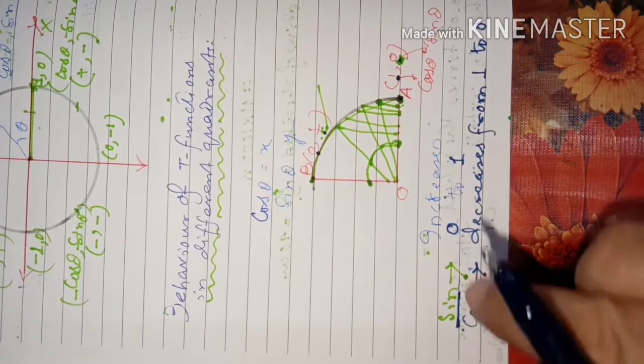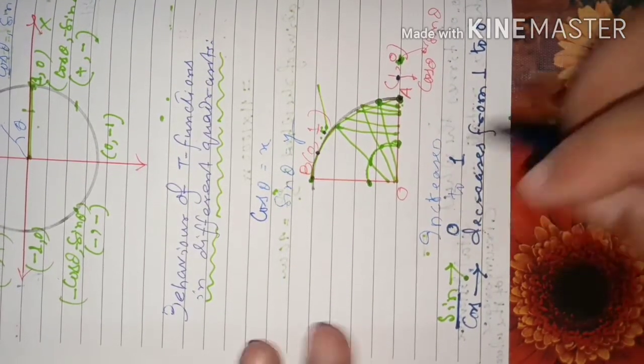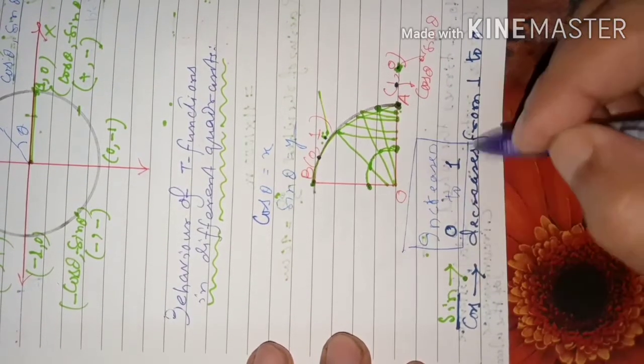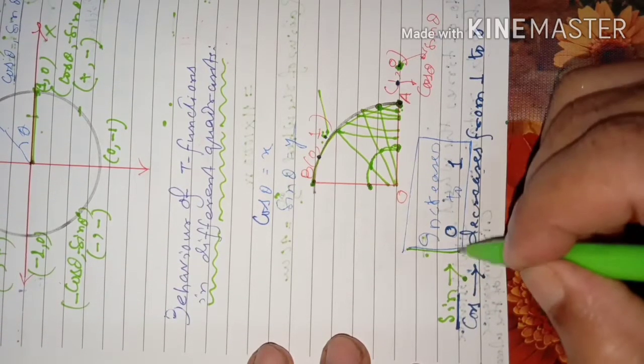In the first quadrant, sine will increase from 0 to 1, and cos will decrease from 1 to 0. This is the behavior of sine and cos function.